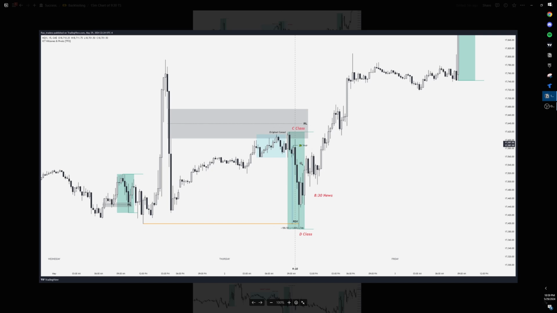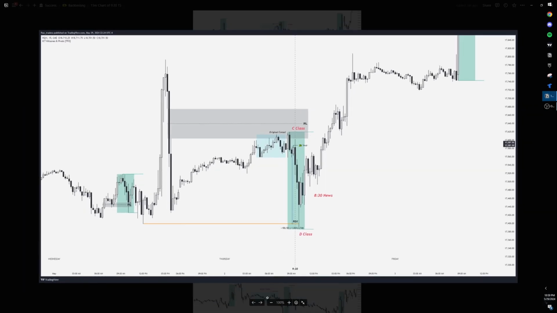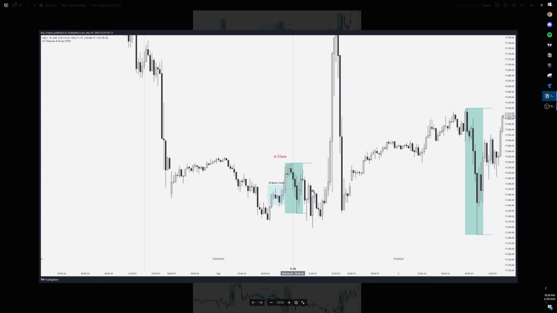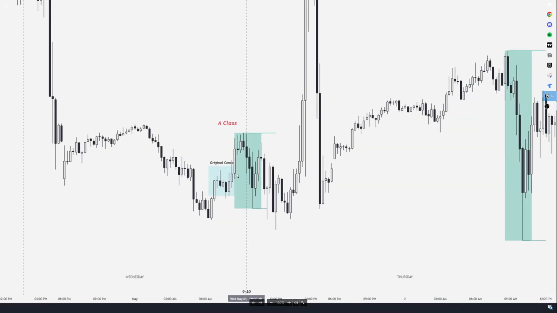Could be a C class or a D class, but anyways, Judas swing at internal range. Judas swing. Here, we'll find more of those A class. This is the juicy ones. Same exact thing as all the other A class.